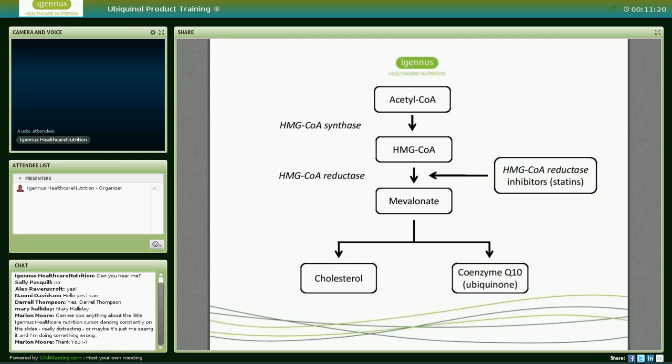And in fact, anybody who is on statins, really, at the same time that their doctor is prescribing the statins, the doctor should really be prescribing coenzyme Q10 alongside those.